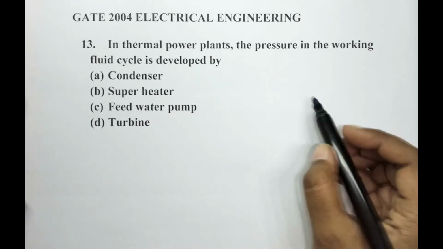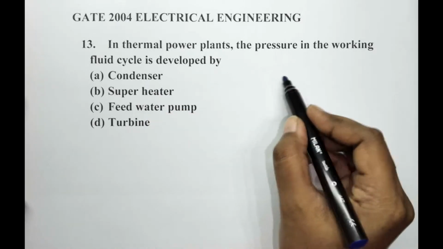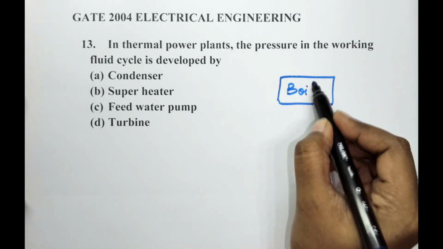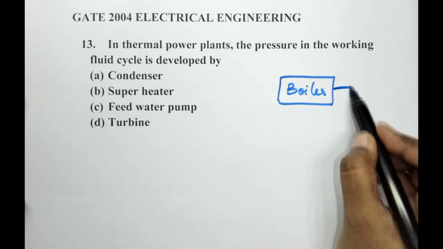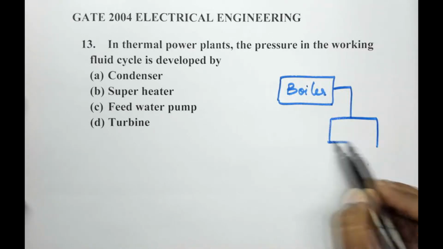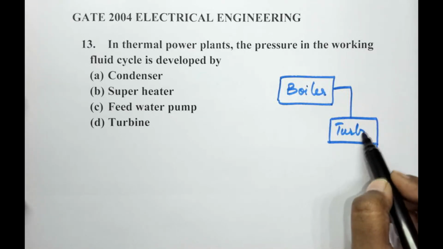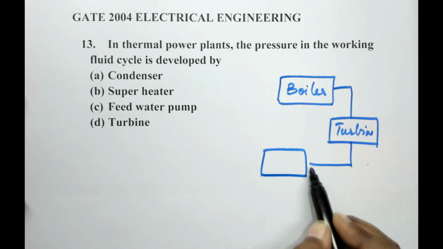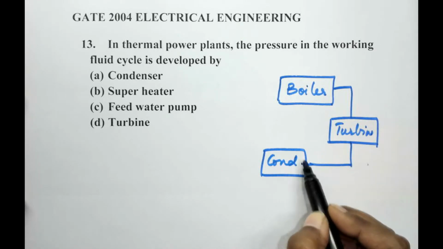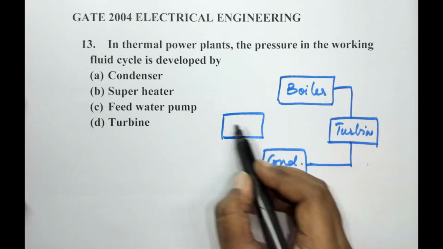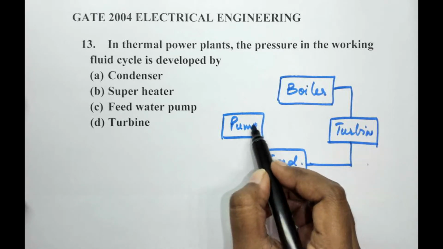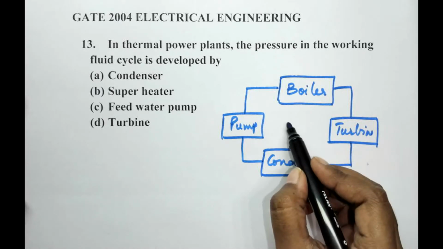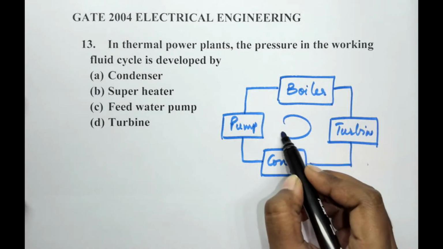So we have the first one, which is a boiler, which is then connected to the turbine, then further to the condenser, and then to the pump, which is further connected back to the boiler. So this cycle is the working fluid cycle.